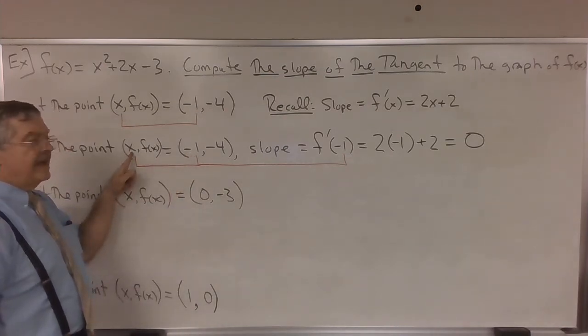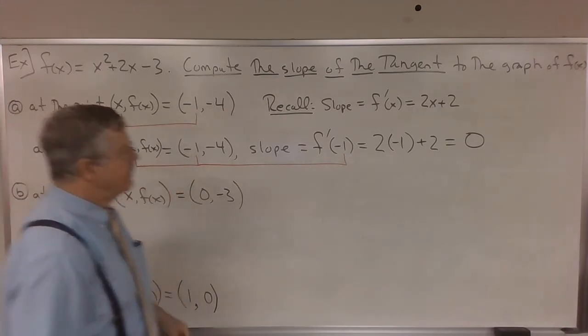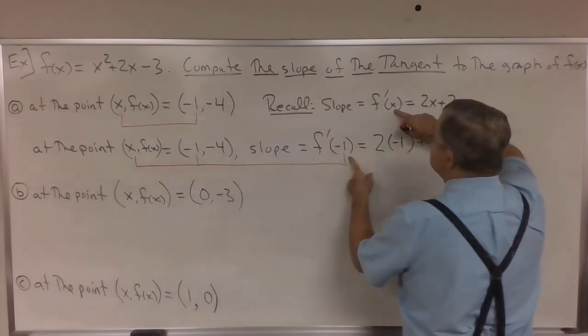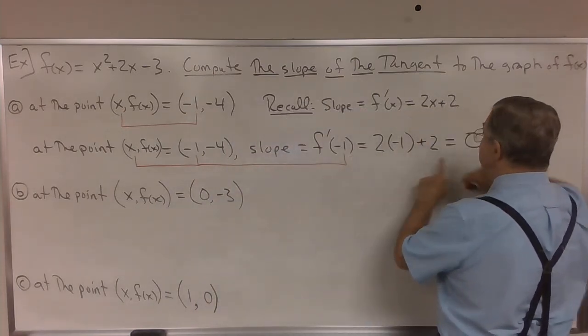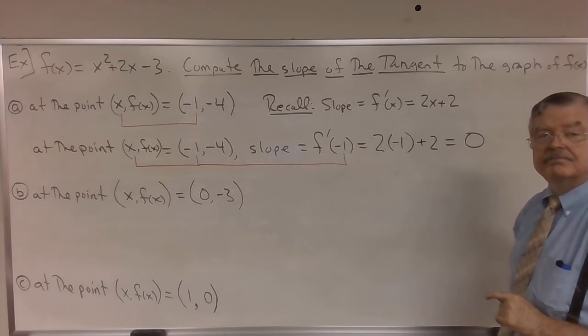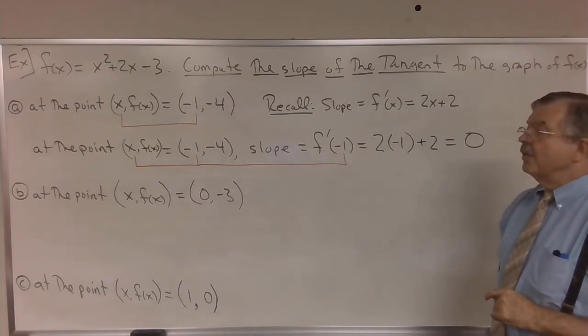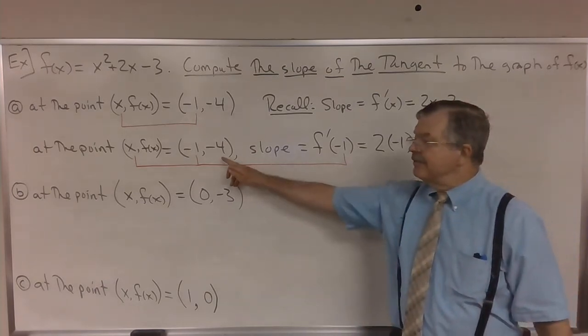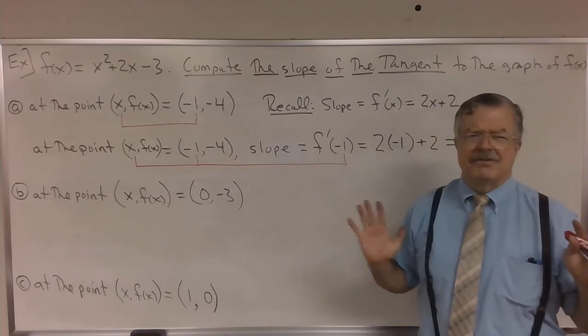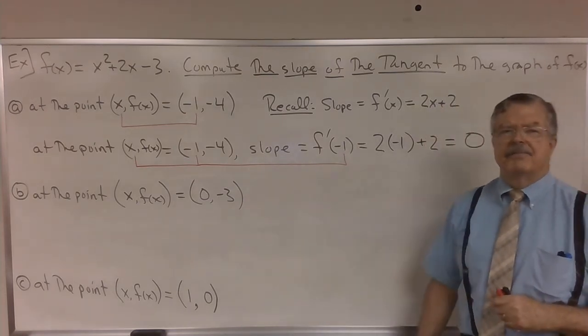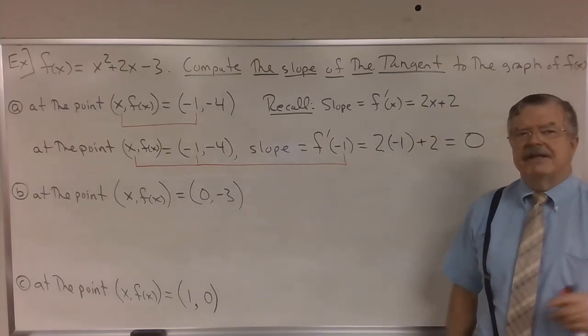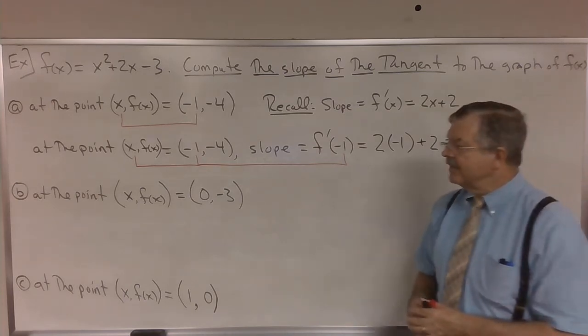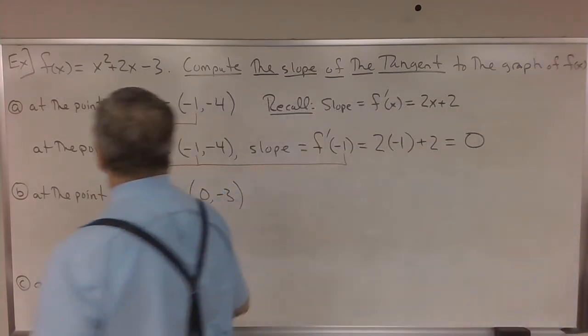We had to take the x coordinate of the point and plug it into the derivative, and that gave us the slope. The y coordinate of the point turned out to have nothing to do with the slope whatsoever. And typically that's the case. Let's go to this one.